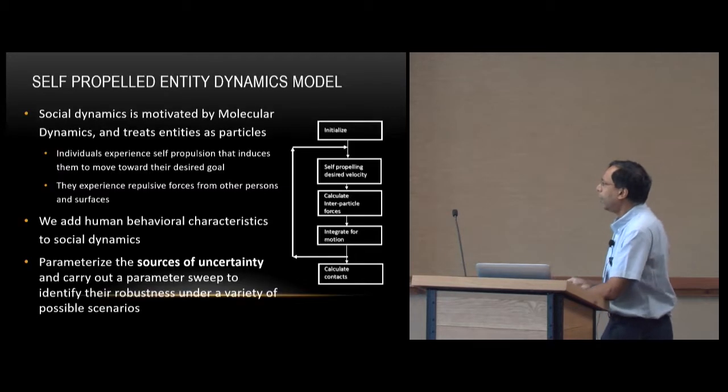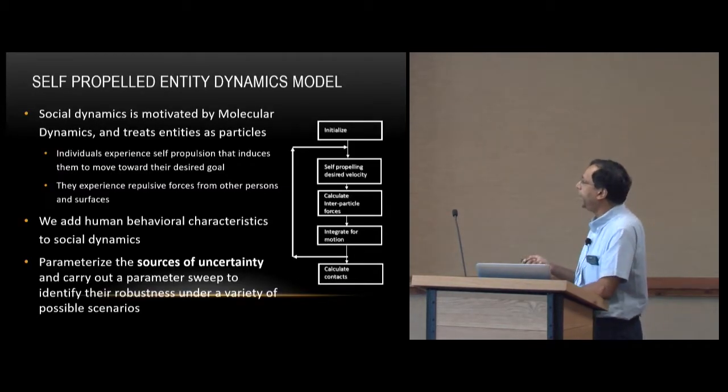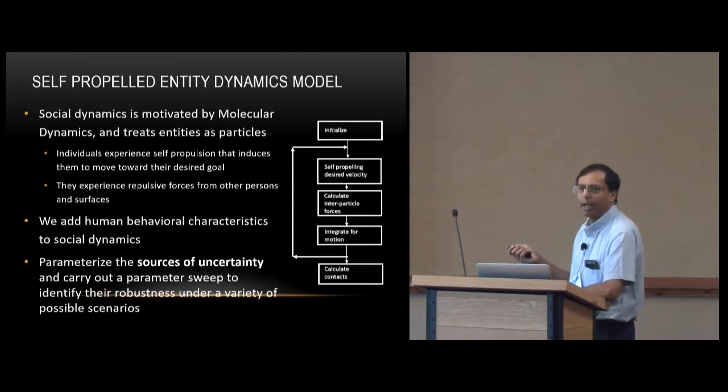Okay. So I'll talk about the passenger movement model. It's basically based on social dynamics, which is like molecular dynamics. Humans have a tendency to go towards their goal, right? And they also are hindered from reaching their goal due to other persons or fixed surfaces, like people don't like to go through walls and so on, right? So that hinders people from going to their destination.